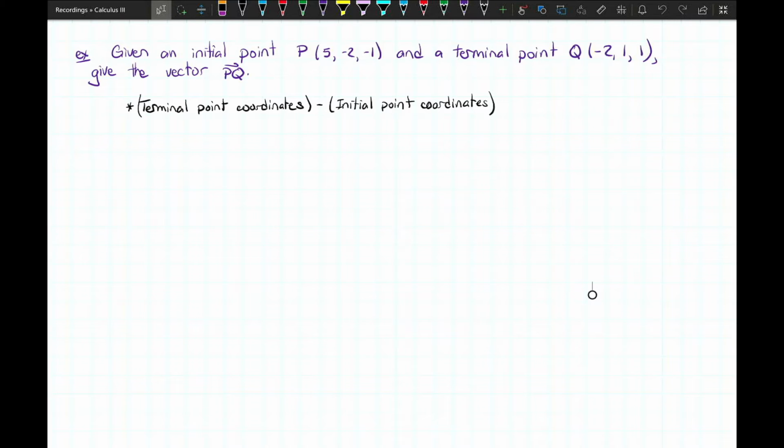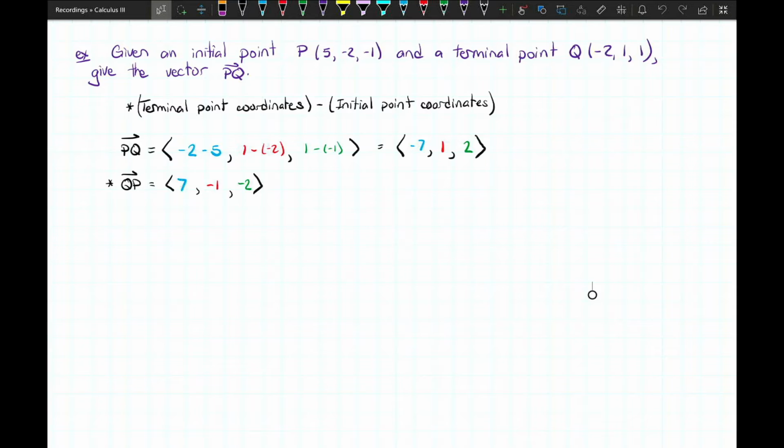So that would give us -2 minus 5 for our x component, for instance. For our y component, we'll have 1 minus -2, and for our z component, 1 minus -1. Simply taking the differences in the x, y, and z components correspondingly. This gives us the vector <-7, 1, 2>. If we wanted our terminal point to be P and our initial point to be Q, it would simply change the order in which we're subtracting, in which case we would have QP be the vector <7, -1, -2>. And you notice that each component is simply negated.